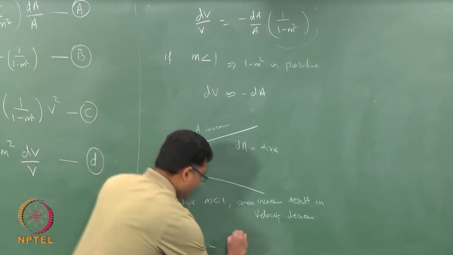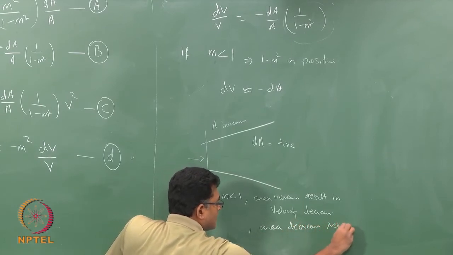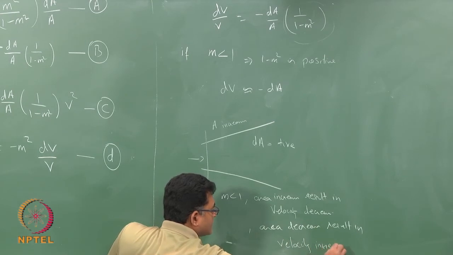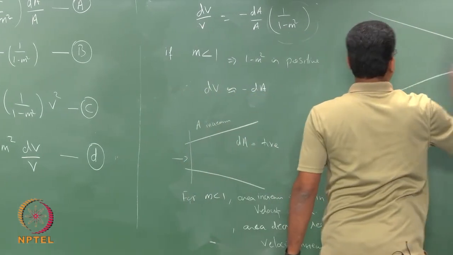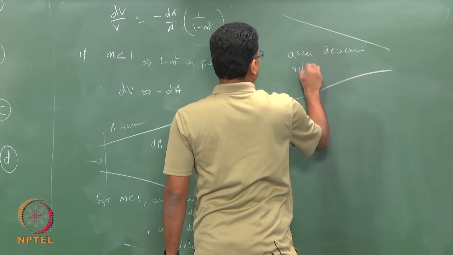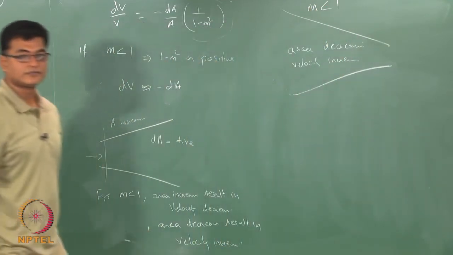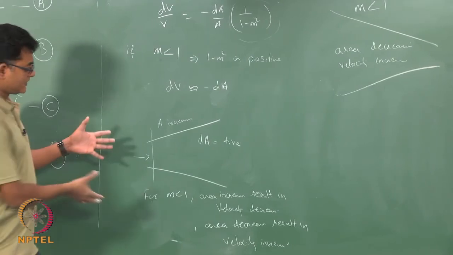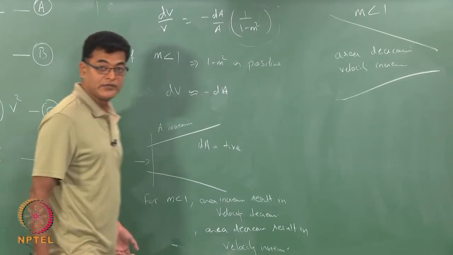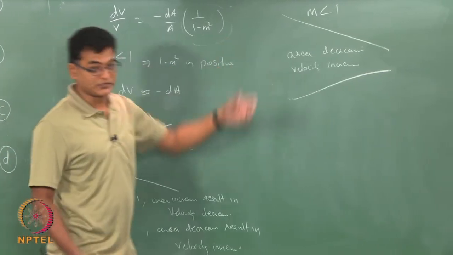So, for m less than 1, if area decreases, it results in velocity increase, which means a scenario like this: my area is decreasing, my velocity increases if m is less than 1. Now, this is something we have already learned in incompressible flow. When you have water, you use your continuity equation and you find that the velocity changes according to this. So, this would be a diffuser, that would be a nozzle.